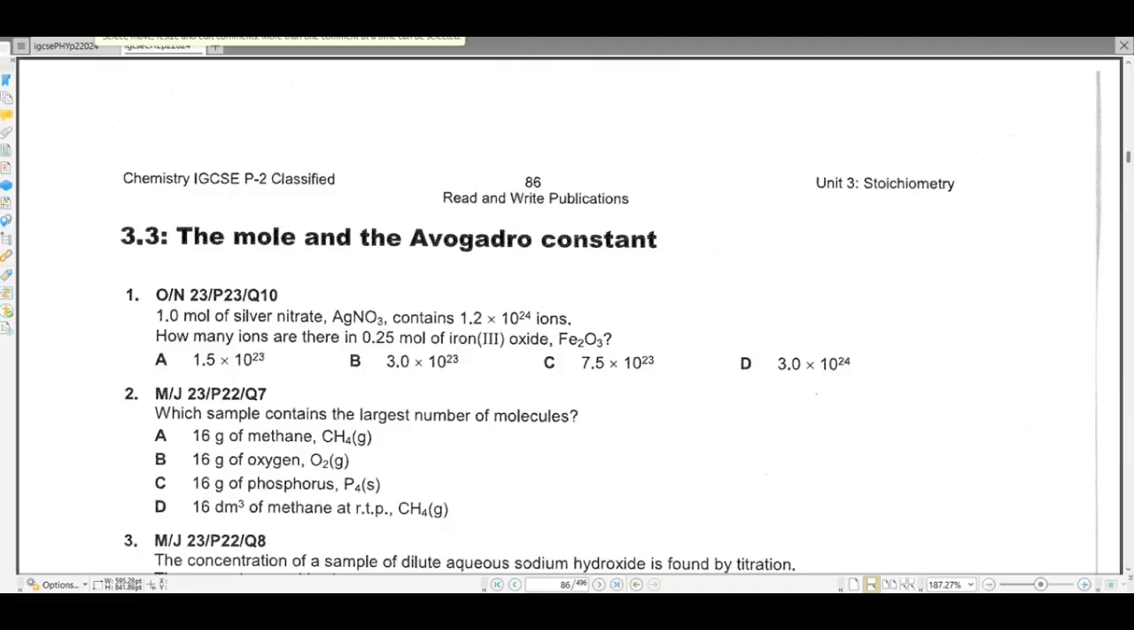Chemistry. And we are currently solving P2 of one of the most dreaded topics of chemistry, that is the mole concept and the Avogadro's constant. Many students have an issue with this topic, and they find it very hard and very difficult. That's why I'm calling it the most dreaded topic of chemistry.